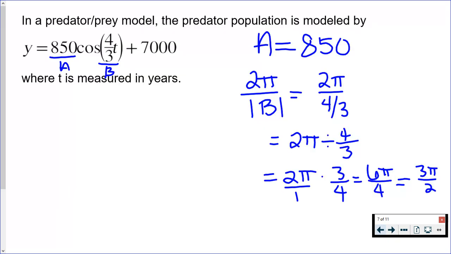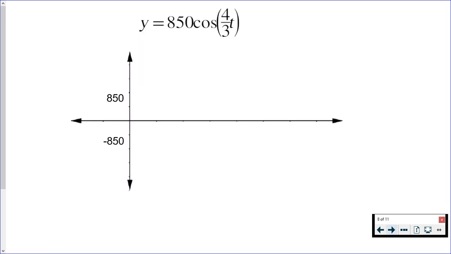Before I actually graph the full function here with the plus 7,000, I'm going to show you what it looks like if that plus 7,000 wasn't even there. So we have our amplitude of 850. Cosine always starts at maximum displacement. So I'm going to have a point at 850, and it's going to take me 3 pi over 2 to go through one cycle of the period, or of the graph, cosine. The period is 3 pi over 2.